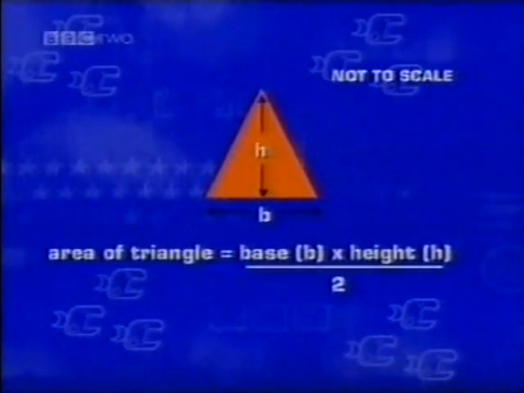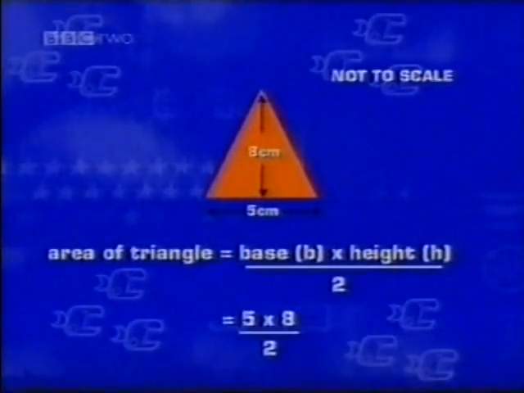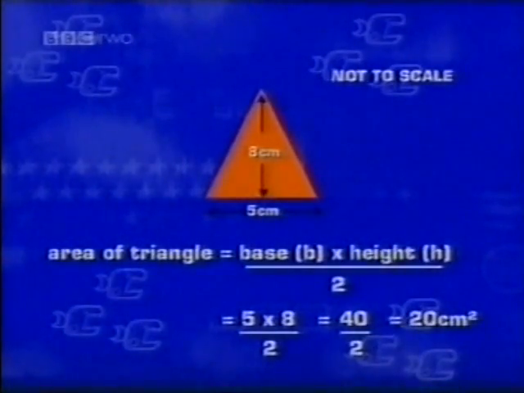The area of a triangle is base length multiplied by the height divided by 2. In this triangle, its base length equals 5 centimetres and height equals 8 centimetres. Area equals base multiplied by height divided by 2. That's 5 multiplied by 8 divided by 2, or 40 divided by 2. So area equals 20 centimetres squared.